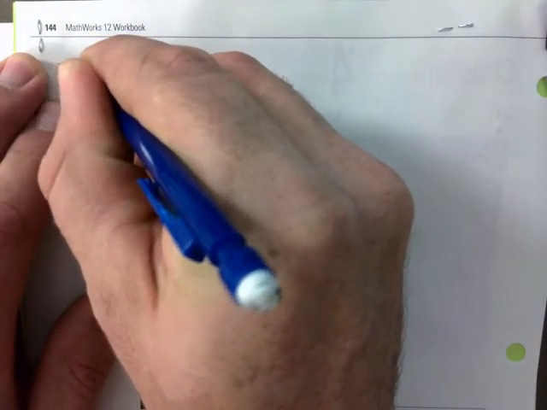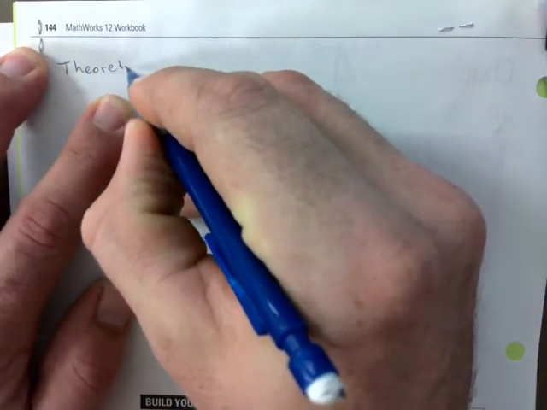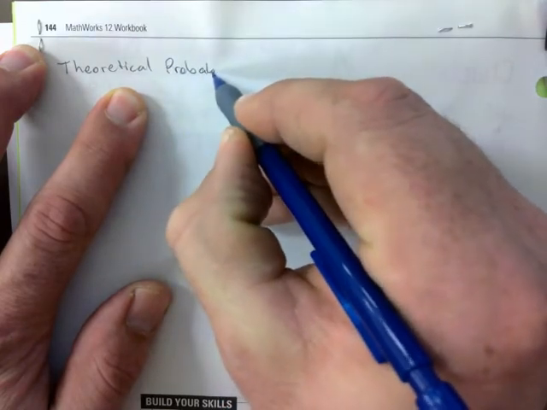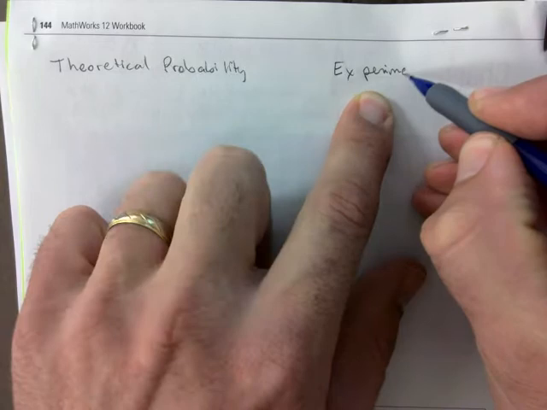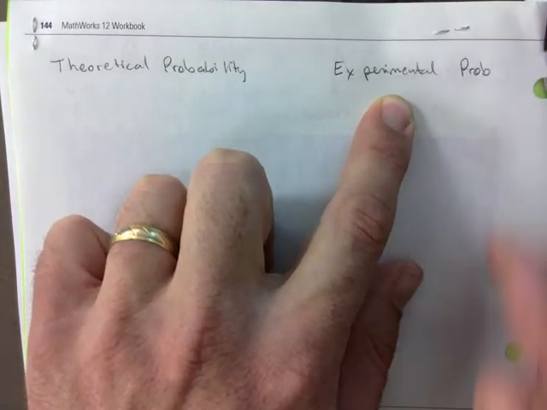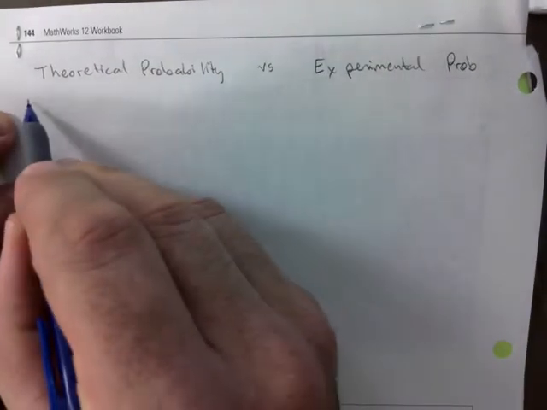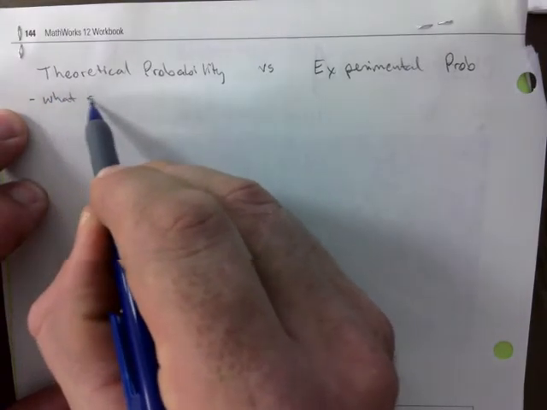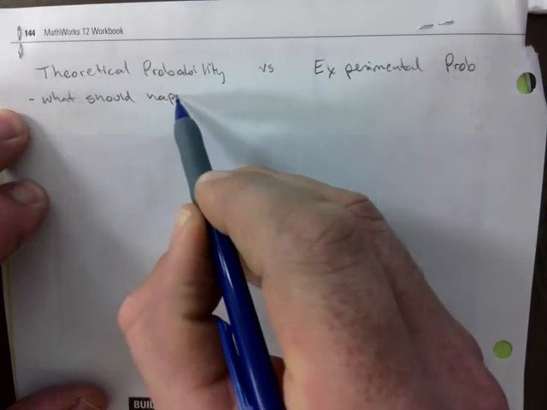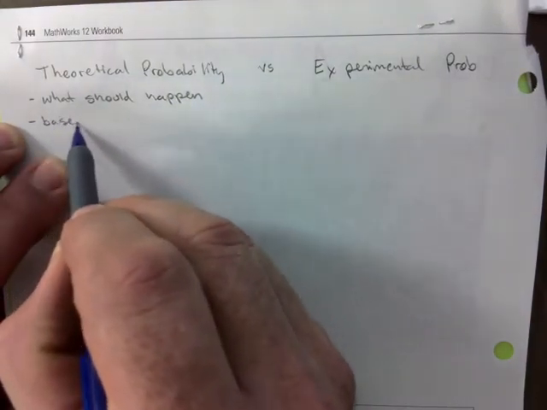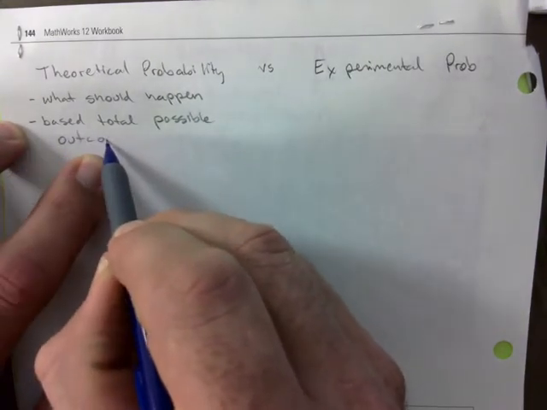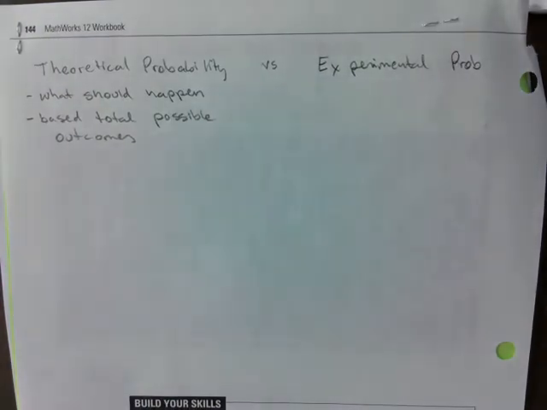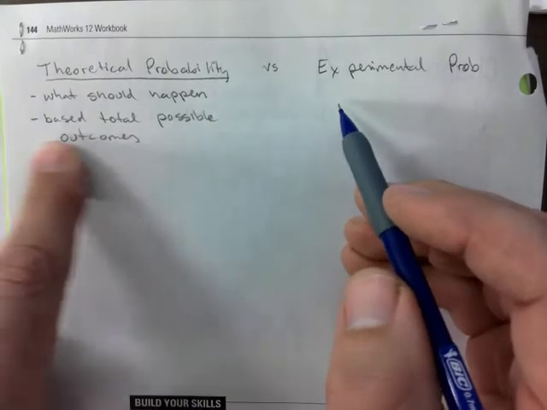I'm going to say that one more time. Theoretical. Make sure you write this down because I'm going to add to it. Theoretical probability. And on the other side, we're going to do experimental probability, right? So there's a versus, right? Theoretical is what should happen. And that is based on total possible outcomes. Okay? That is theoretical. It will tell us what should happen, and it's based on the possible outcomes.